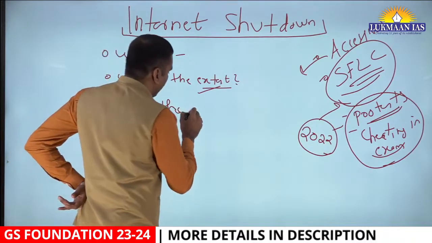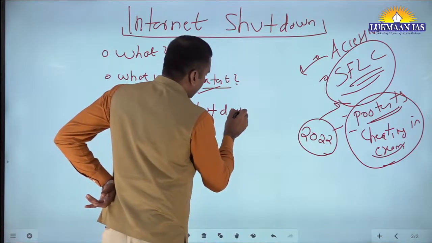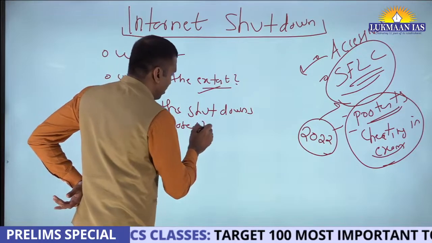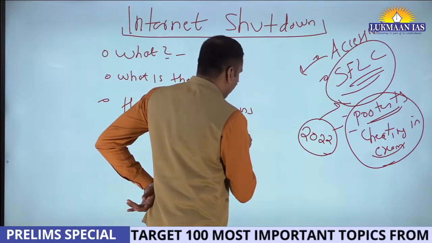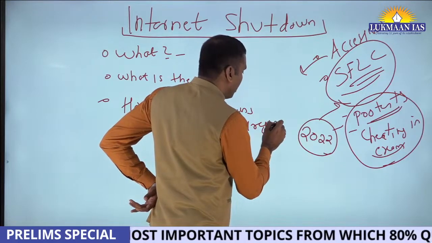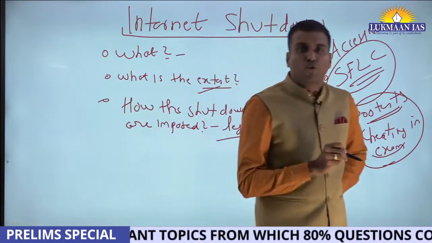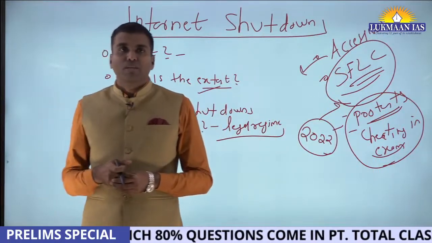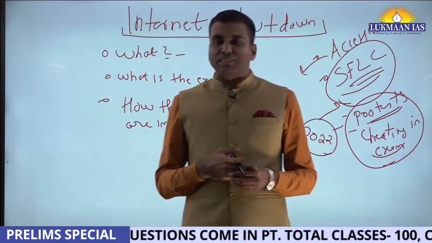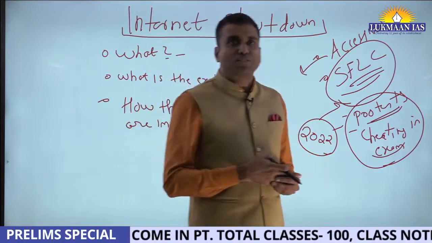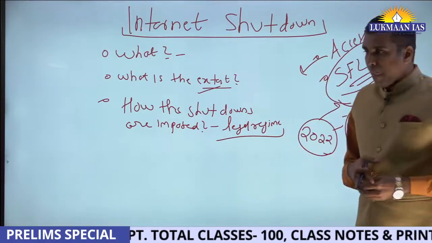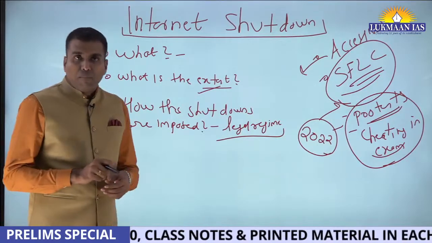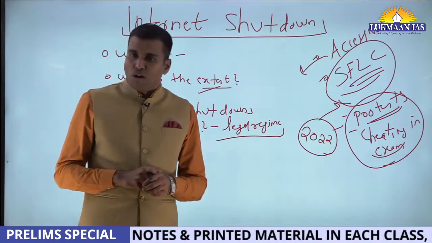How the shutdowns are imposed. It means the legal regime. What laws, what regulation, what rules provide power to the government to impose shutdown? Keep in mind, both the union government as well as the state government can impose internet shutdown. So internet shutdown can be imposed by following various laws and regulations.